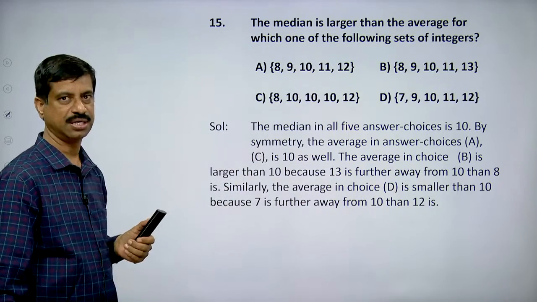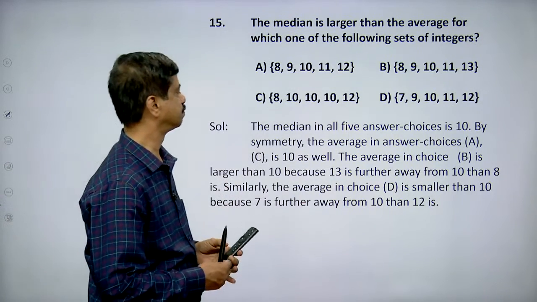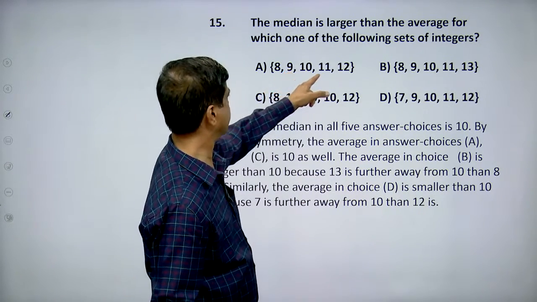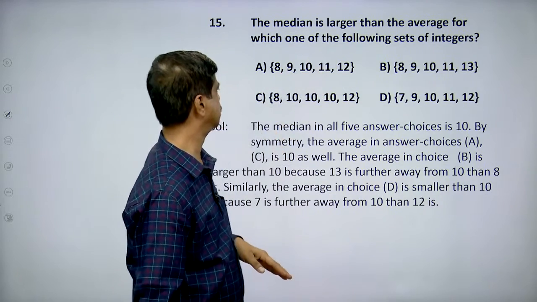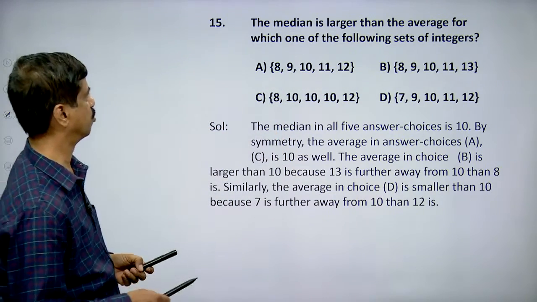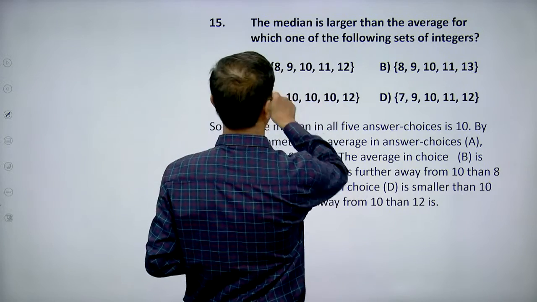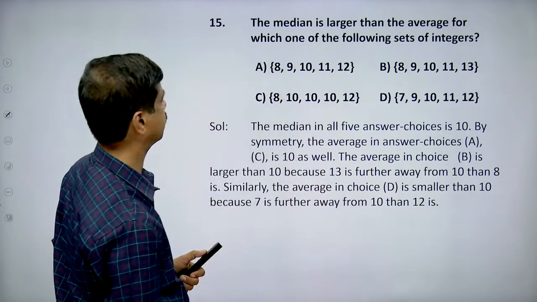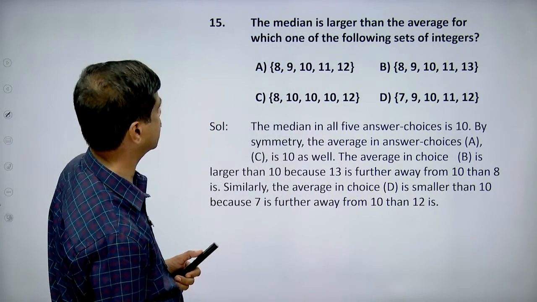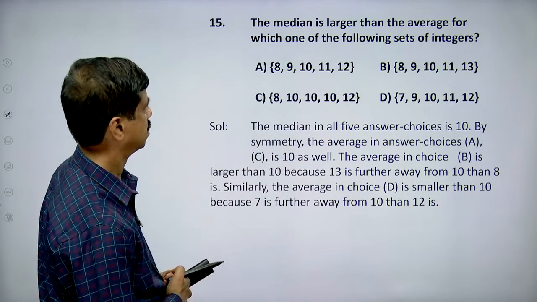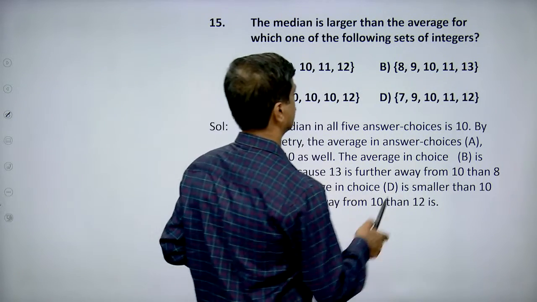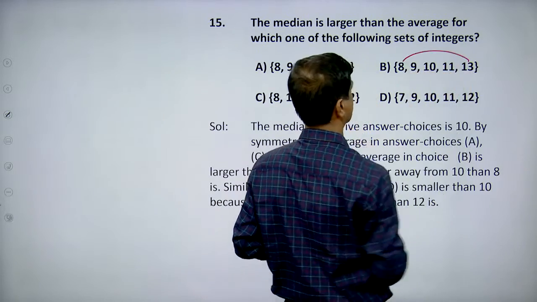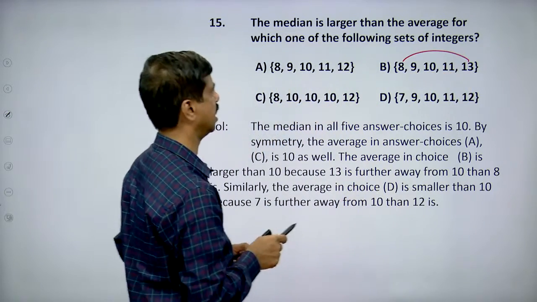Median is 10. So this average is 10, this average is 10. So therefore, for this, average is 10 and median is also 10. He says median is larger than averages. So here if you take the sum of these two, it is greater than 10. So that is, average is more than median.